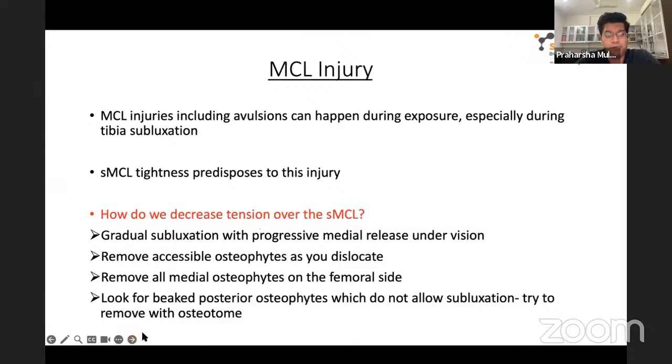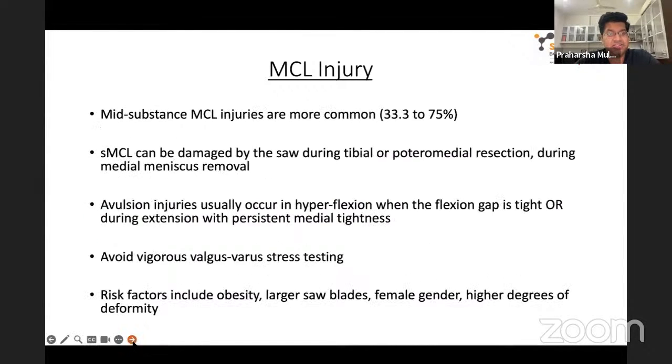Look for any beaked posterior osteophytes even on your x-ray. So even before you start with the procedure, you should know some of these osteophytes can be removed with an osteotome. I'll show you a picture for the same thing.